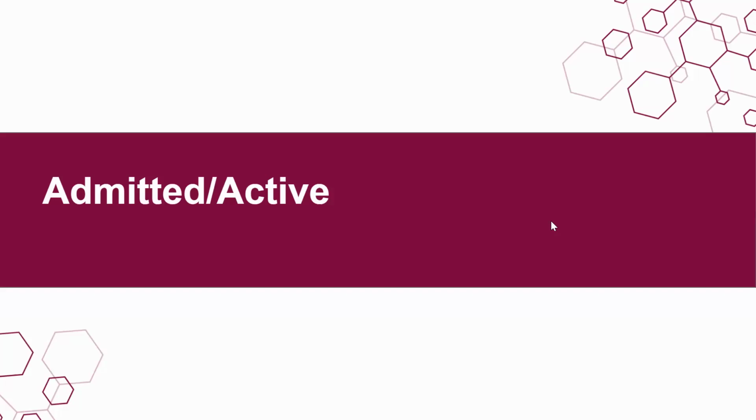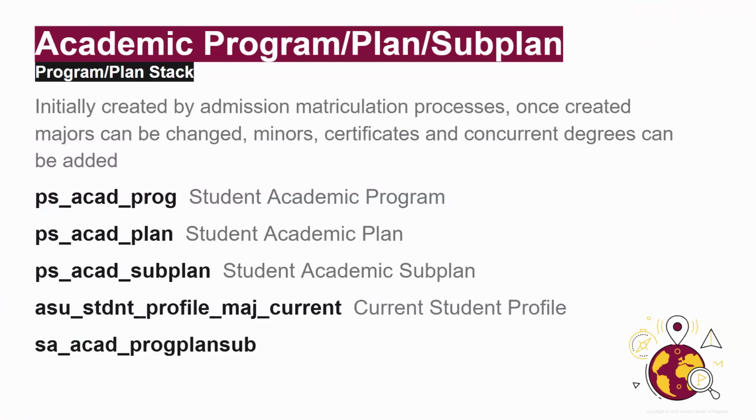Okay, now let's say the student got admitted and they're active. What does being active even mean? For the registrar's office, being active means their academic record is active on the program plan stack. The program plan stack comes to us originally from the admission application, and the admissions office runs a matriculation job that throws the records over into the academic side of the house.